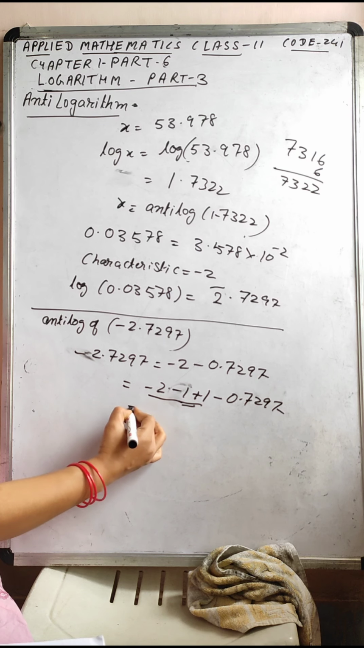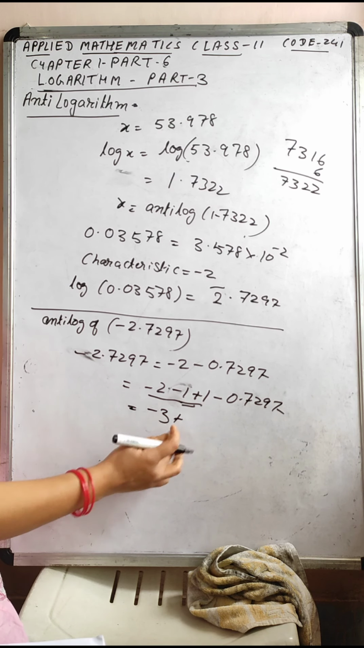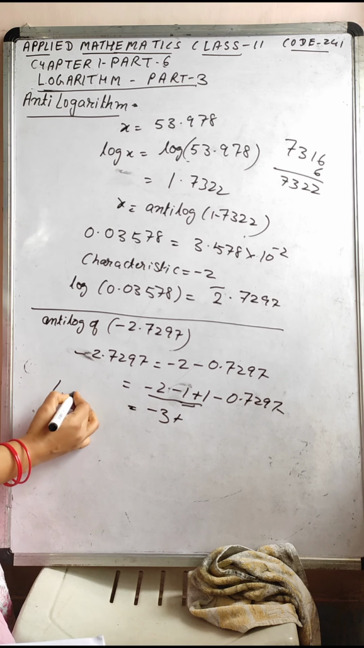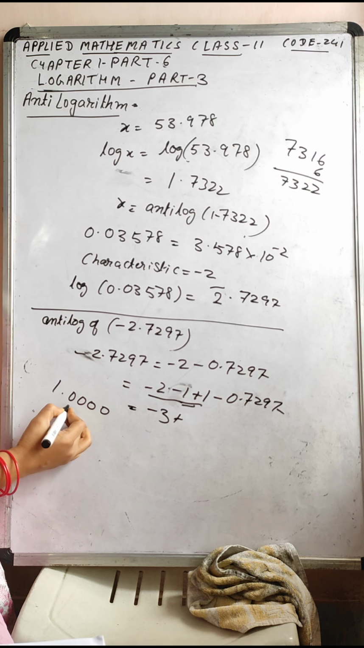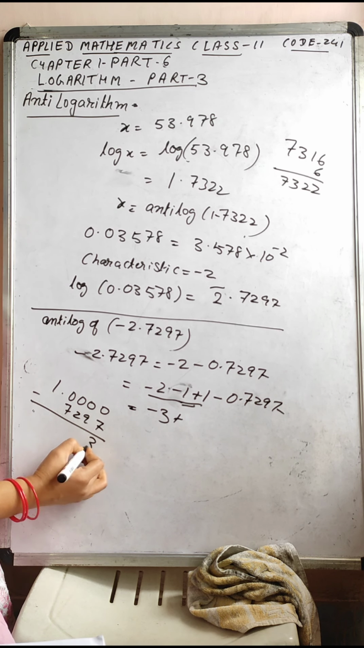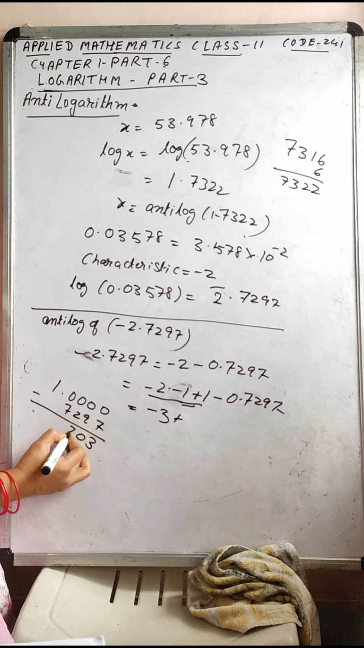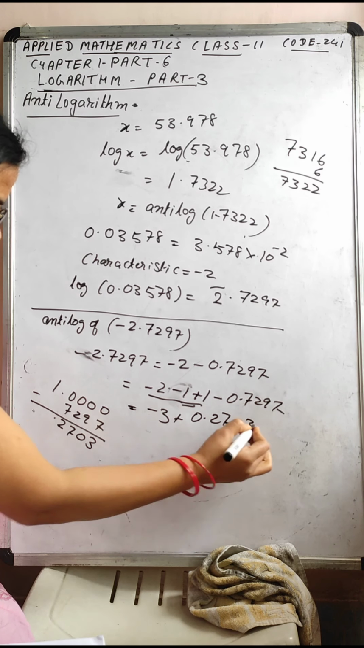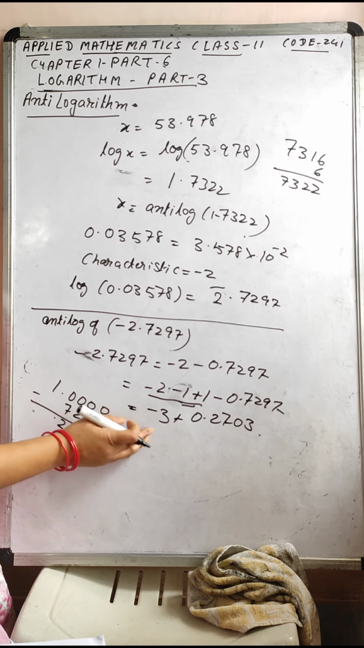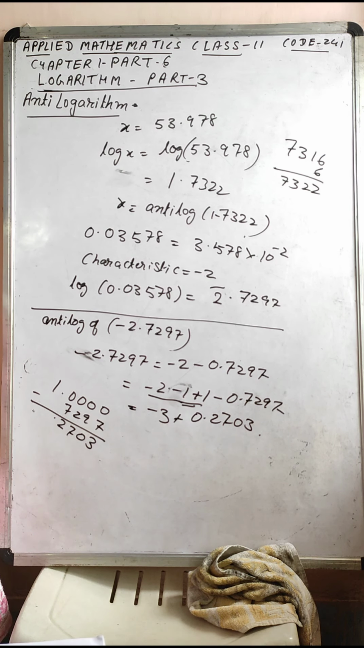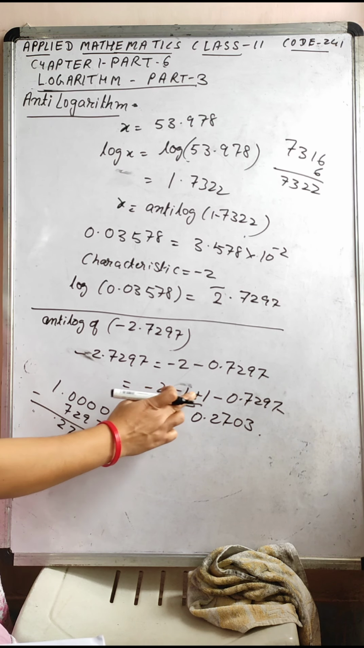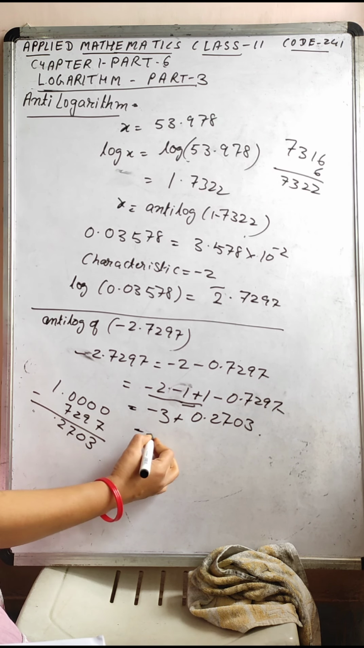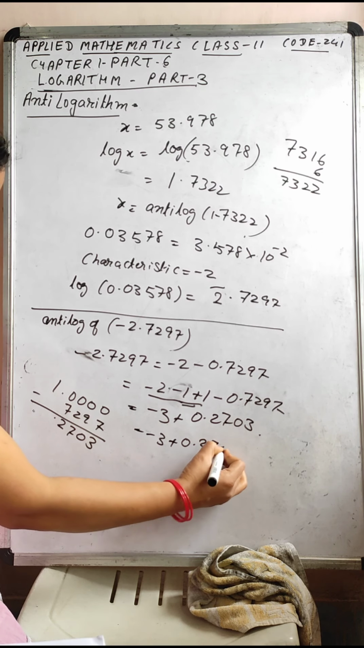Now this subtraction of 1 gives minus 3, plus 1.0000 minus 0.7297. Subtracting it: 10 minus 7 is 3, 9 minus 9 is 0, 9 minus 2 is 7, 9 minus 7 is 2. So we are getting minus 3 plus 0.2703. Now you understand, we have got a negative characteristic, and the decimal part we made positive by subtracting 1 and adding 1. So now my number is minus 3 plus 0.2703.